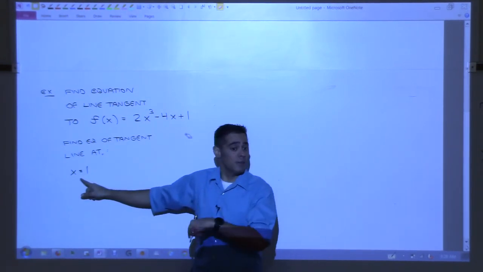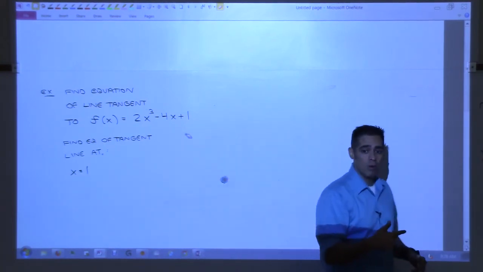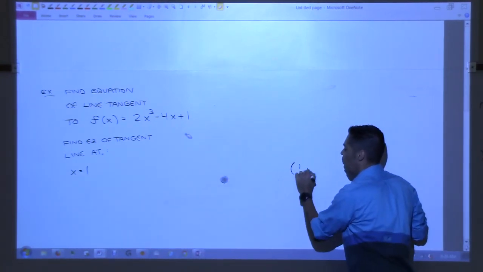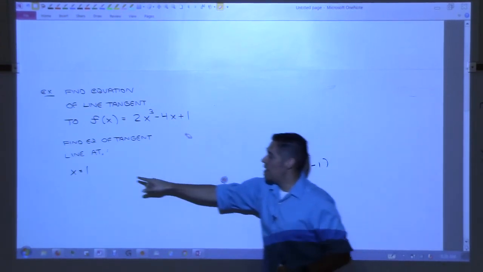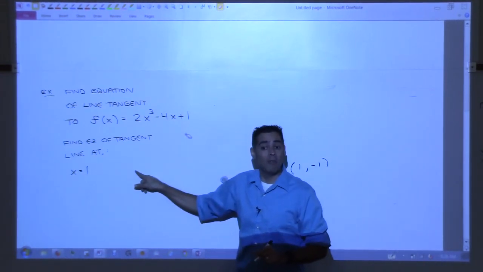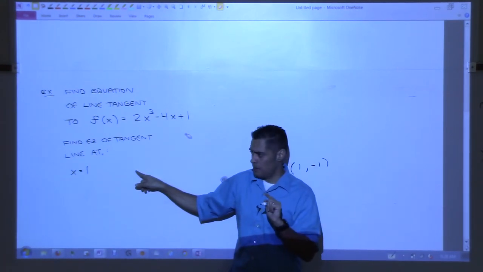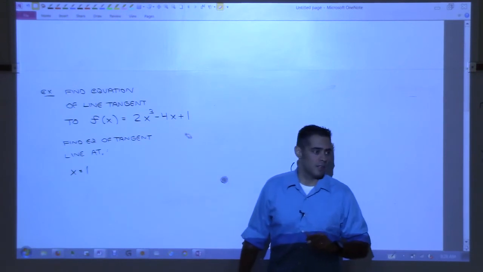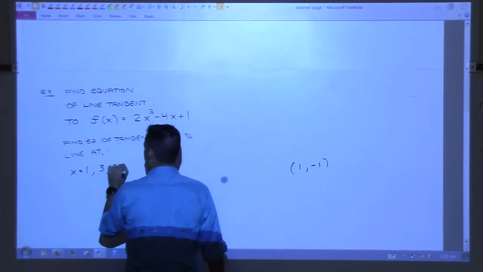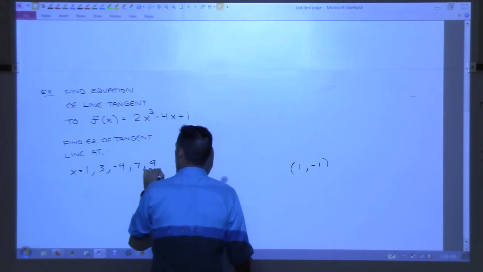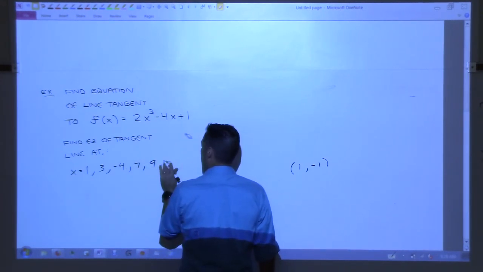What I did not give you, when I worded it this way, is the y coordinate, right? I didn't give you 1, negative 1, did I? So that means you would have to understand that at 1, you would have to figure out what the value was at negative 1. Understand the difference between that? Okay, but I don't want you to just do it at x equals 1. I want you to do it at x equals 1, 3, negative 4, 7, 9, and let's just say negative, let's go 0.